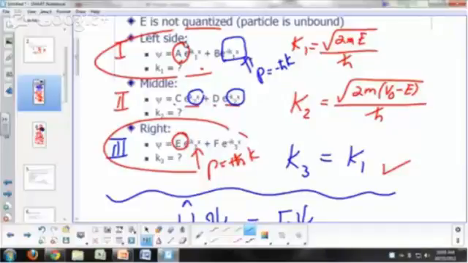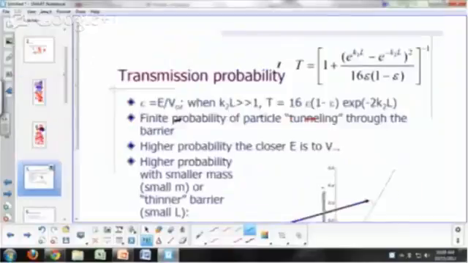So E squared over A squared will give you the probability of particles being transmitted. B squared over A squared will give you the probability of particles being reflected back, bounced off the barrier.